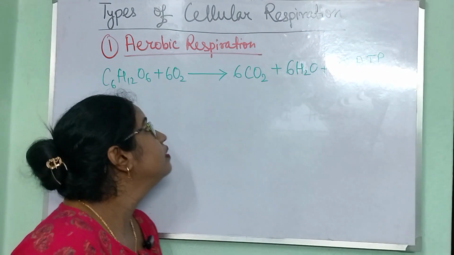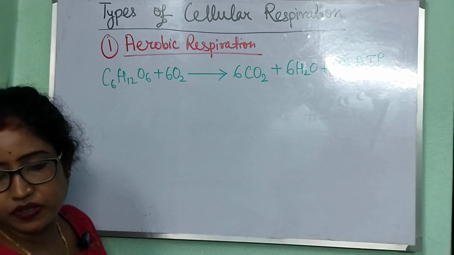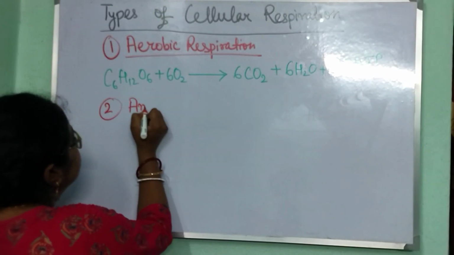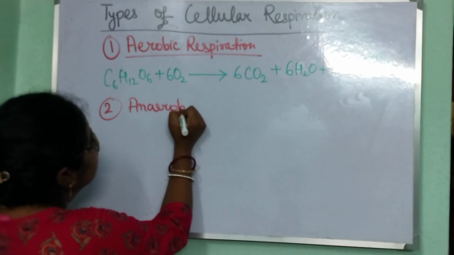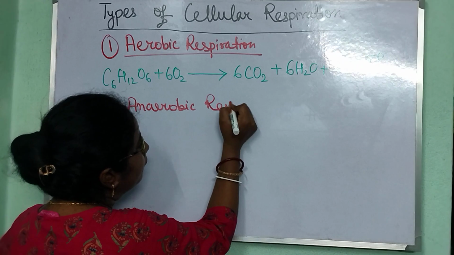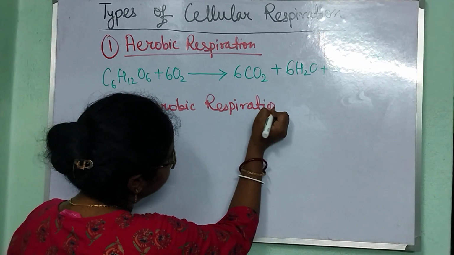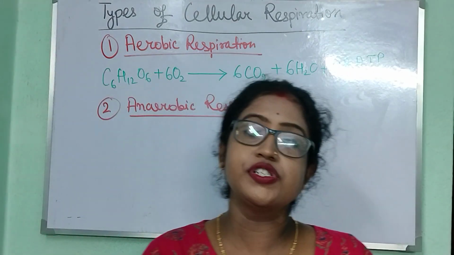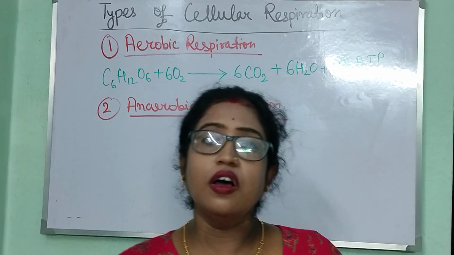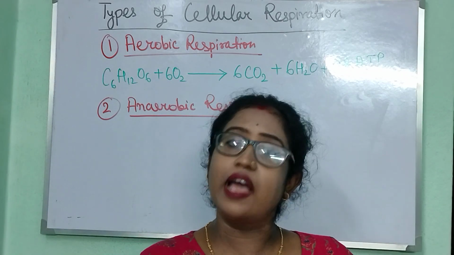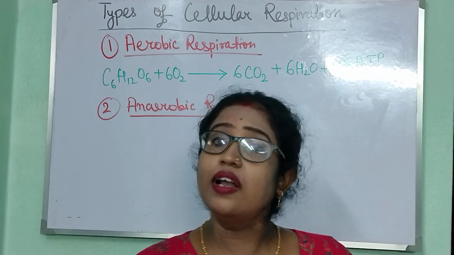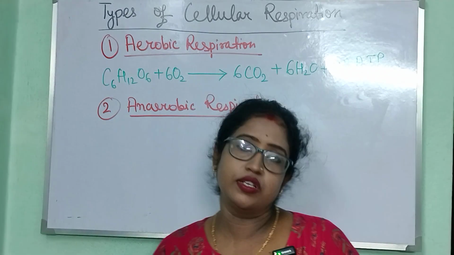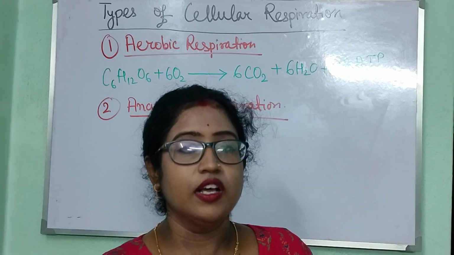The next process is anaerobic respiration. Anaerobic respiration occurs in oxygen deficient areas, meaning areas that lack oxygen. In organisms that live in oxygen deficient conditions, the anaerobic type of respiration occurs in their body.